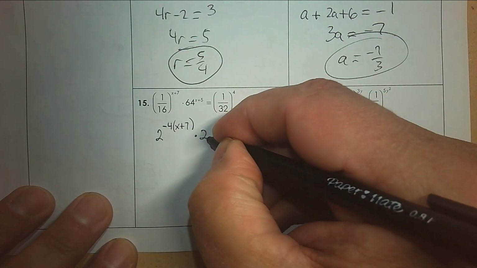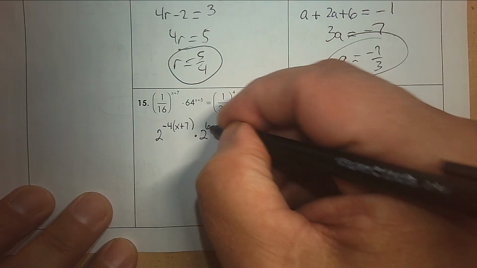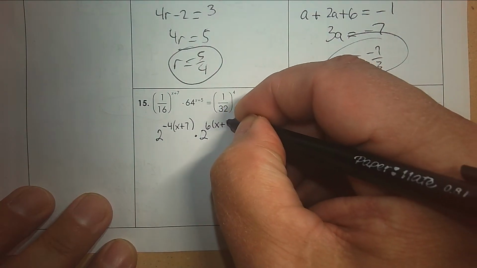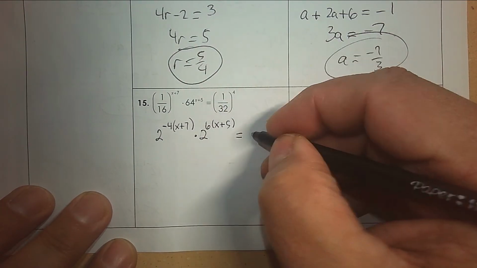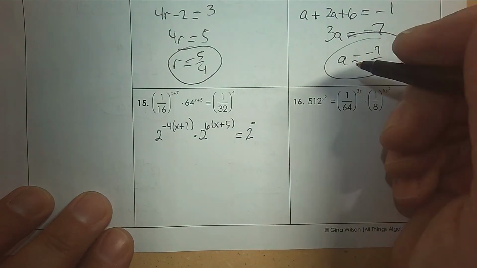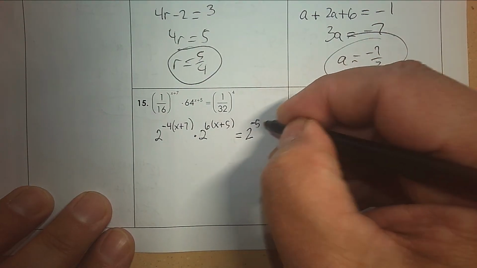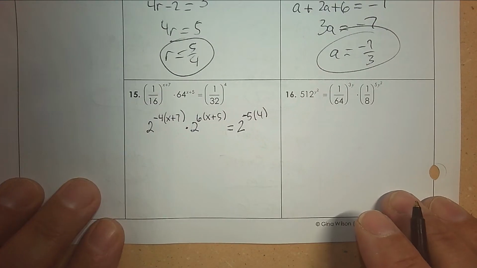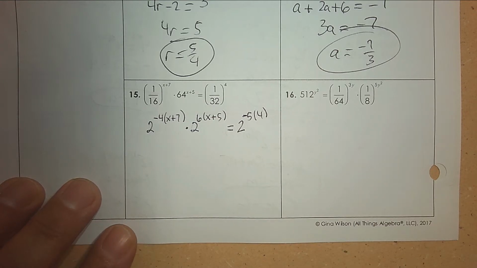64 is 2 to what exponent? 6. That's x plus 5. And 32, remember a fraction means a negative exponent. That's to the 5. Do you see that? And there was no other option. The only base that could be common is 2.